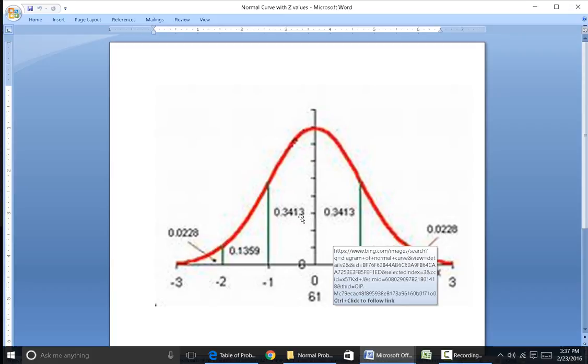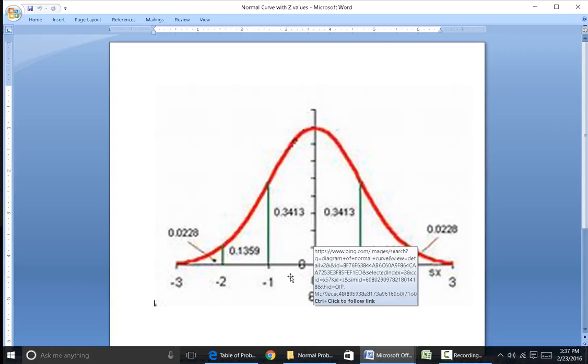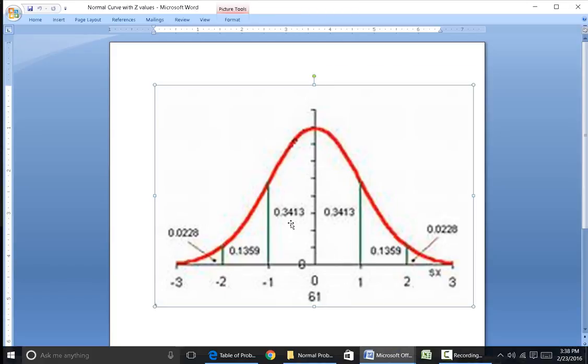You can see that still the percentage of those that scored within 1 standard deviation of the mean, that's in this area right here, would be 0.3413 plus 0.3413, or 0.6826 would be the probability. The percent would be 68.26.